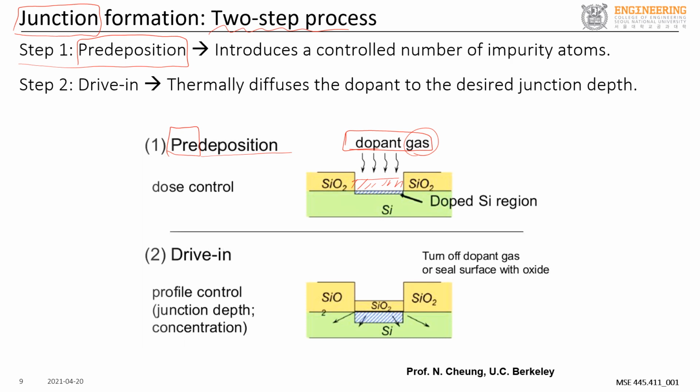And then in the second step, you do something called drive-in. So again, usually at high temperature, you let them diffuse. So they will diffuse and form these junctions. And this drive-in actually activates the dopants as well, which we'll discuss more in detail in the next chapter, chapter 8.